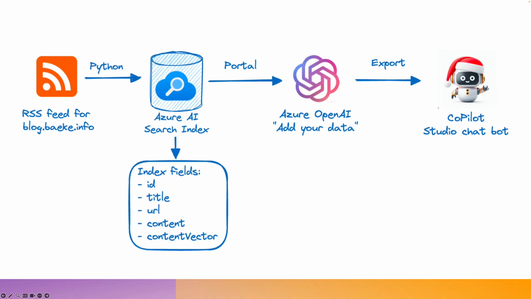For the application that we are going to build, we're going to use blog posts on my blog as a source of documents, and we're going to use the RSS feed to read the last 50 posts, in my case, from my blog.